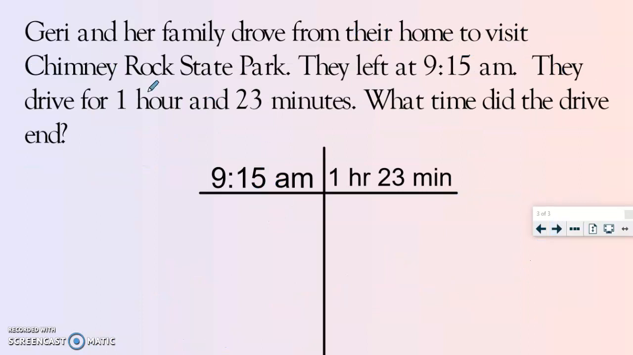Let's try one more problem. Jerry and her family drove from their home to visit Chimney Rock State Park. Beautiful place. They left at 9:15 a.m. They drive for 1 hour and 23 minutes. What time did the drive end?